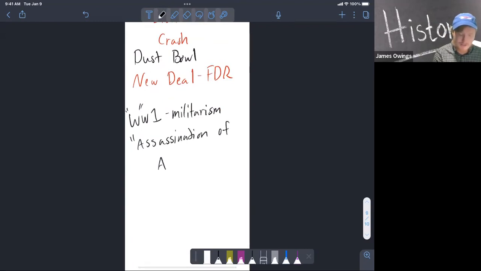The assassination of Archduke. And that's the extent of what I know about the assassination. Just know that it happened in Austria. You don't need to know that for the test. But if they ask you a question about what triggered World War I, the assassination of the Archduke in Austria is the big pinnacle reason.